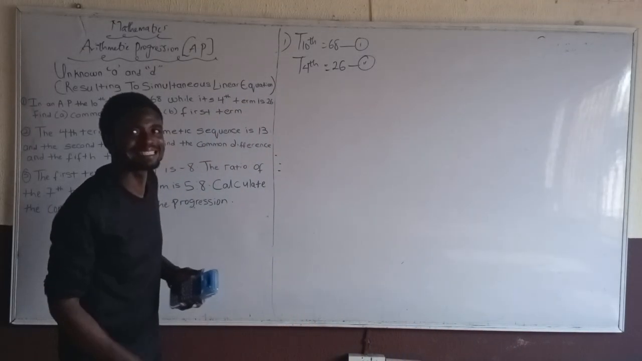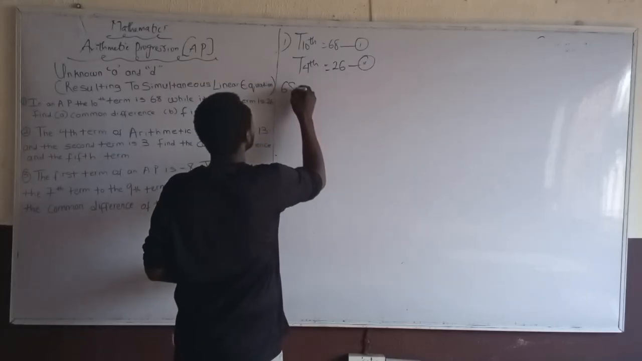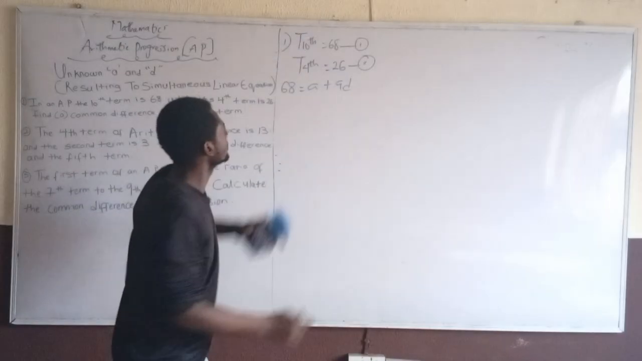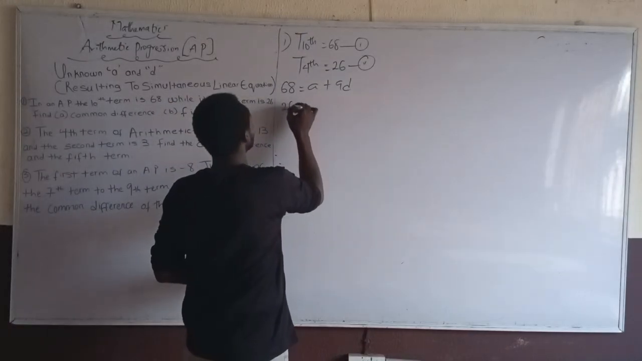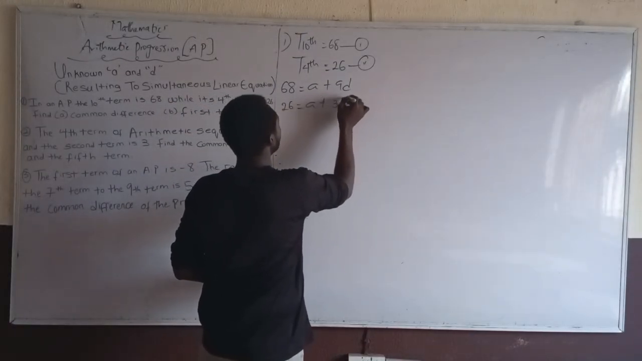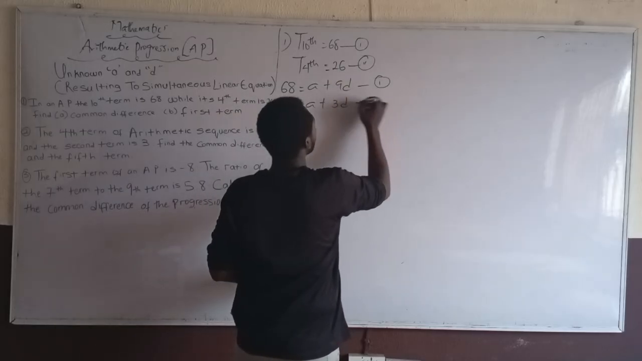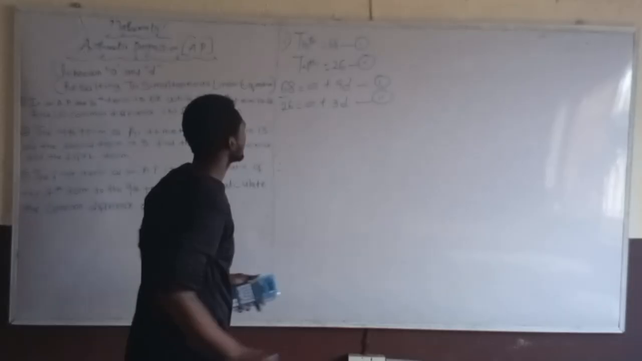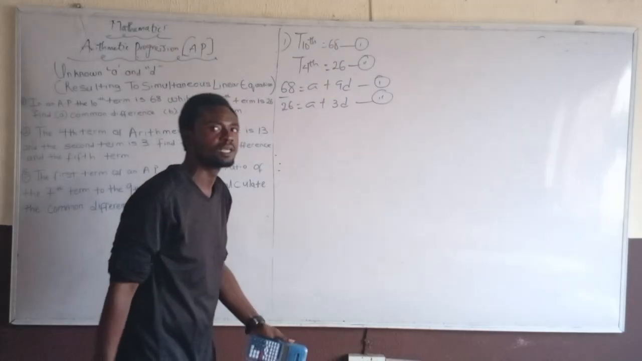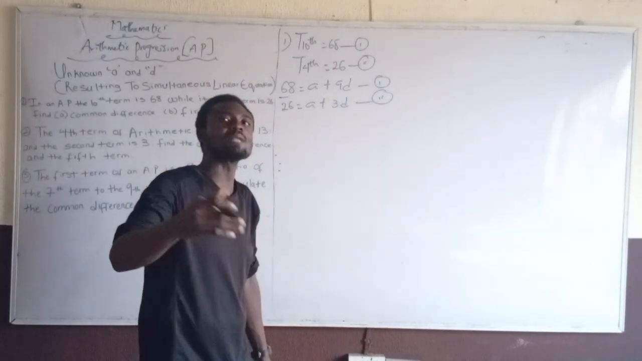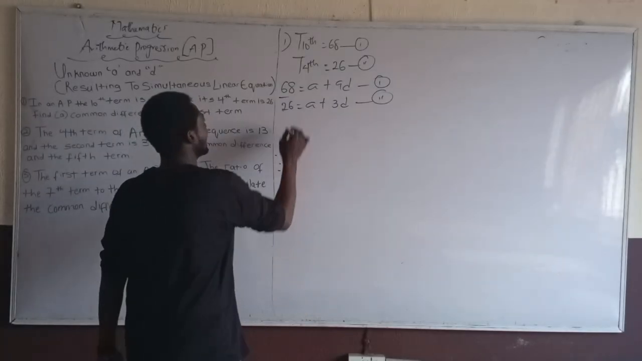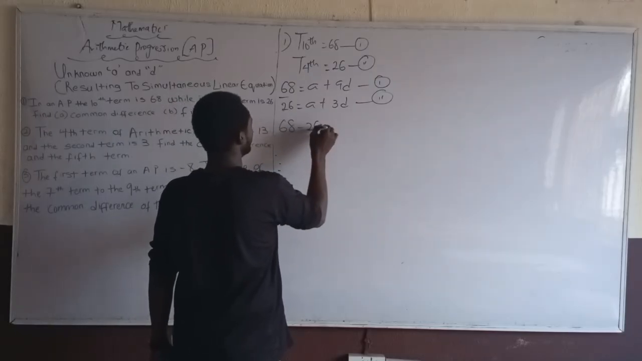Now, my T10 is 68. Here 68 equals a plus 9d. T4 is 26 equals a plus 3d. I'll call these equation 1 and equation 2. Now I can eliminate by subtracting. The formula is Tn equals a plus (n minus 1)d. So T10 is 10 minus 1, T4 is 4 minus 1. So here is 68 minus 26.